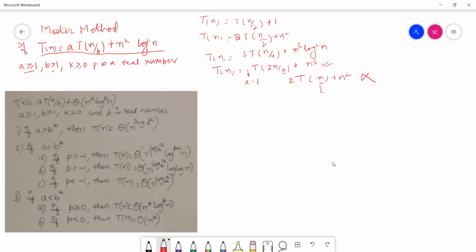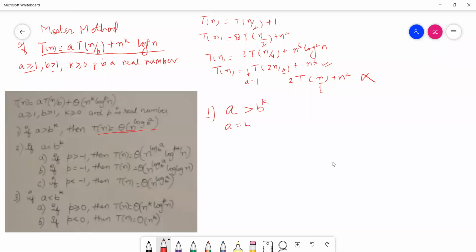Okay. So now let's see. This is the formula. I hope it is visible. This one. Is it visible to all of you? Yes, sir. So see here, what are the cases? So the first case is if the value of a is greater than b to the power k. This is case 1. So from the given equation, we'll check whether the value of a is greater than b to the power k. If it is so, then this will be the time complexity. Directly we'll write theta n to the power log a base b.